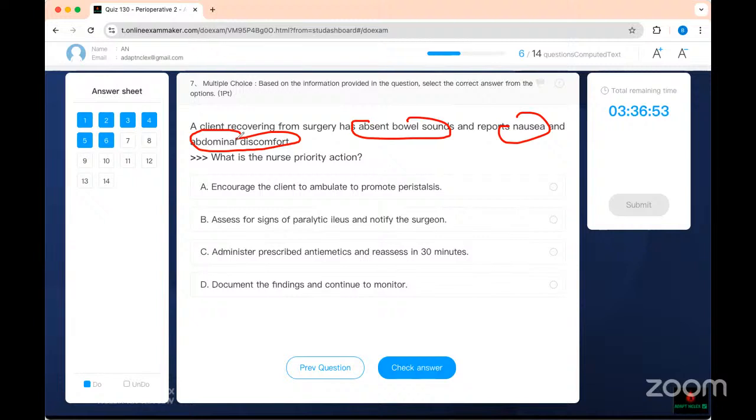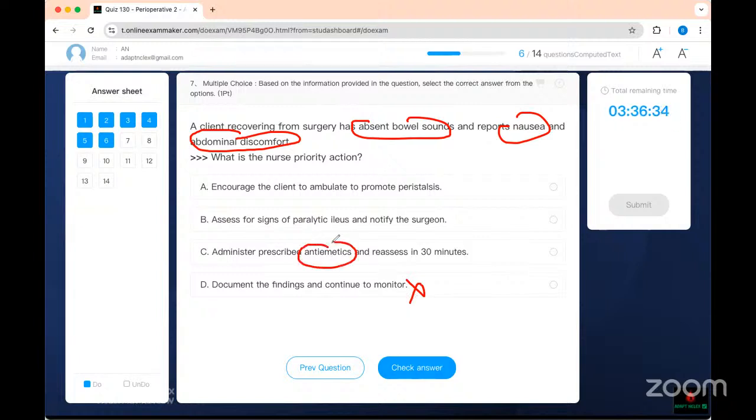and continue to monitor. Continue to monitor is usually not the right answer unless they give you a priority action, unless it's sometimes a finding that is normal. But most of the time you just have to ignore it.